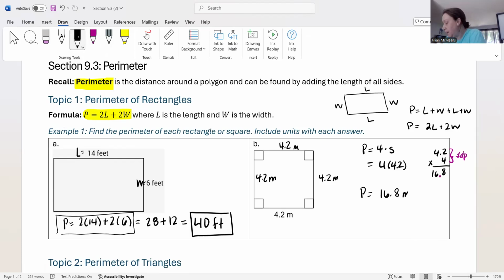So 16.8 meters. Okay. Now, again, for a square, you could use the regular perimeter equals 2 times the length plus 2 times the width, but we can do this little shortcut here because the length and the width end up being the same exact measure in a square. Okay. So that is the perimeter of a rectangle. In the next video, we'll look at the perimeter of a triangle.